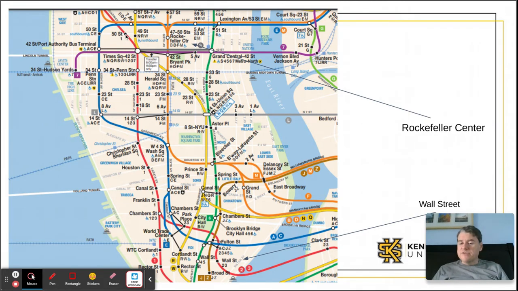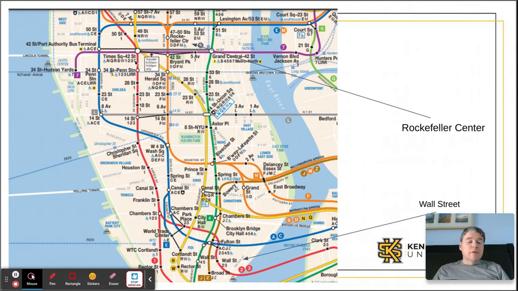So how am I going to solve this problem? Well, I still need to figure out how to get from Wall to Rockefeller. Since the two are on different lines and the two lines don't overlap, I'm going to need an intermediate line to get me back and forth between them. So let's start off at Wall Street and walk our way up, get most of the way up there, and then figure out how we can transfer.